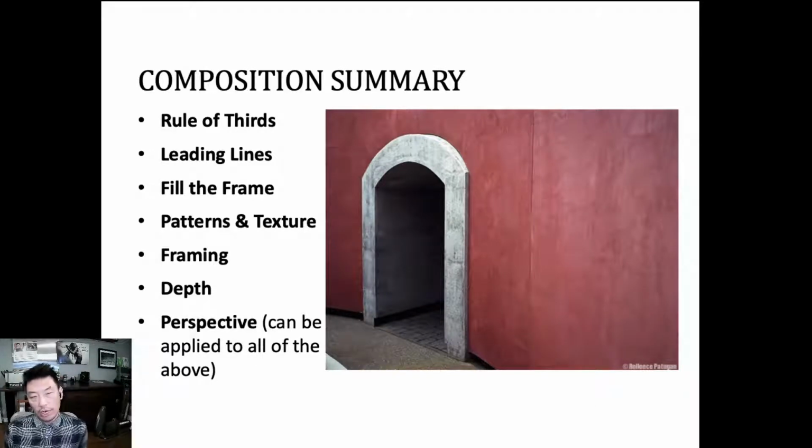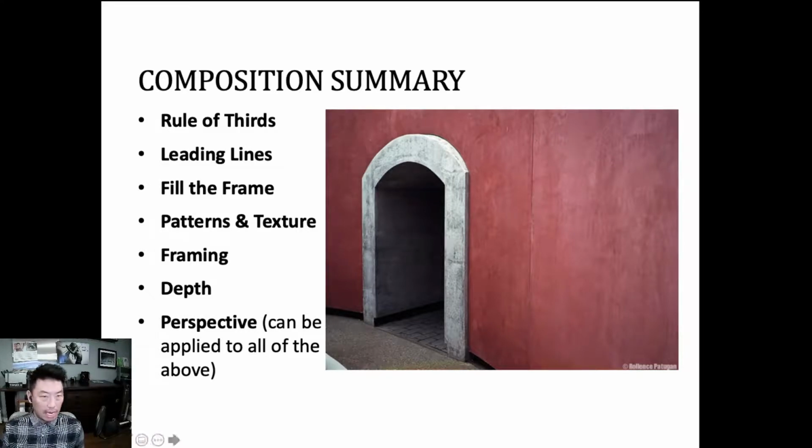So in review for composition, you've got rule of thirds, leading lines, filling the frame, which is you getting as close as possible, or allowing the object to fill your frame, because it could be a large object like a building or even a car. Patterns and texture, framing, not to be confused with fill the frame. Framing is finding elements that would actually frame your subject. Depth, which is a foreground, middle ground, and a background that seems to keep going on forever. And then perspective is you figuring out where your point of view is going to be and then selecting one or more of these compositional elements. So perspective is where are you standing? And where are you pointing your camera?